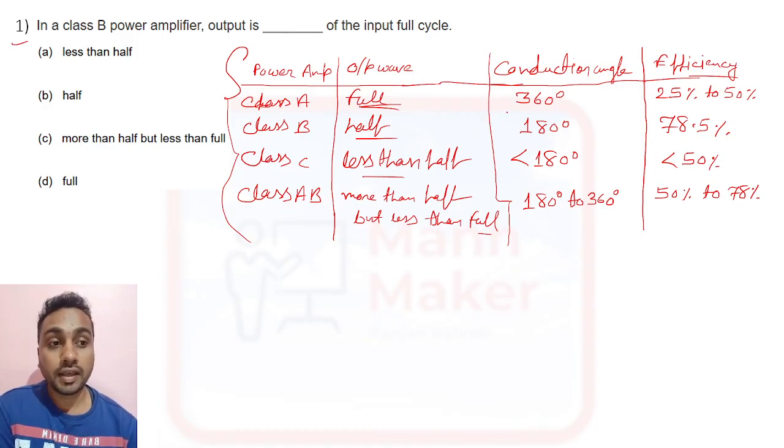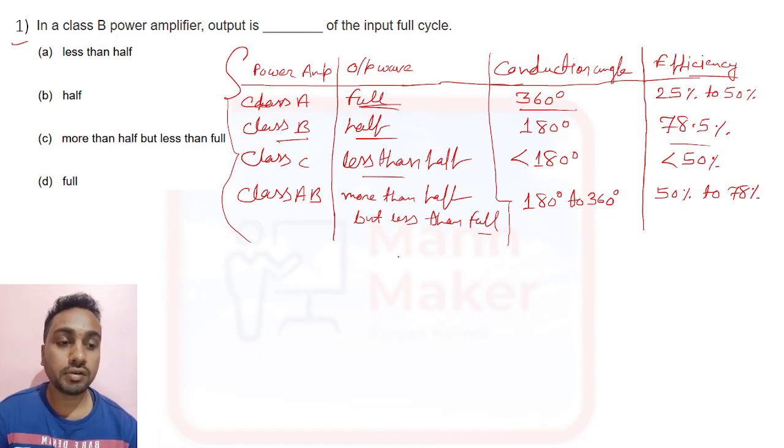Like in class A, what is the conduction angle? So it is 360 degrees. Okay, what is the efficiency of a class B amplifier? So it is 78.5%. So like that they will make questions. Okay, so whatever I am going to explain, that thing you have to remember, you need to note down. From that also questions will come.